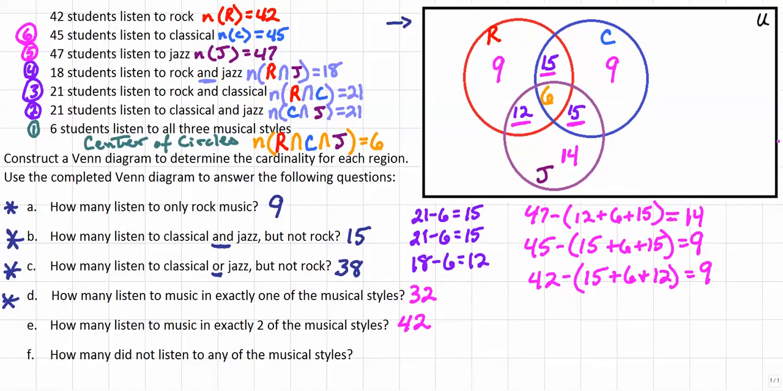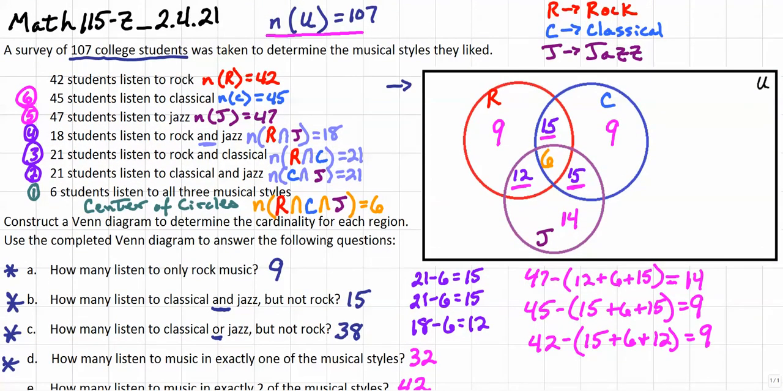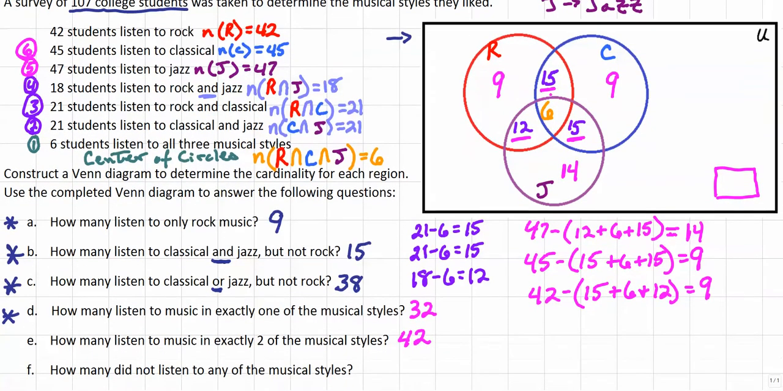And then finally we have how many did not listen to any of the musical styles. Now remember, the universal set was equal to 107. We have that right here. And with all of the numbers that I have inside these circles, I could have easily filled out this number out here in the rectangle, which would have been the number of students who do not listen to either rock, classical, or jazz. And so that's what I'm going to do now. We're going to subtract the sum of these numbers from 107 in order to get our answer.